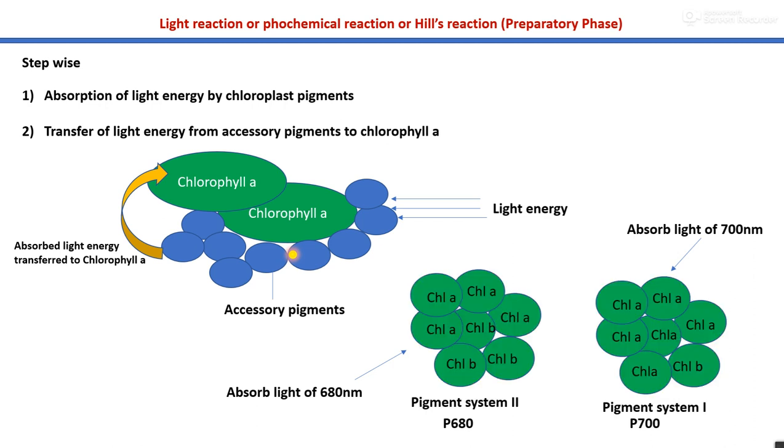In pigment system 2, the photoreaction center generally contain both chlorophyll A and B and absorb light at wavelength 680 nanometer, and so that photoreaction center are known as P680. And in pigment system 1, the photoreaction center generally contain chlorophyll A with few or no chlorophyll B, and it absorbs light energy at wavelength 700 nanometers. So the photoreaction center is known as P700, right?